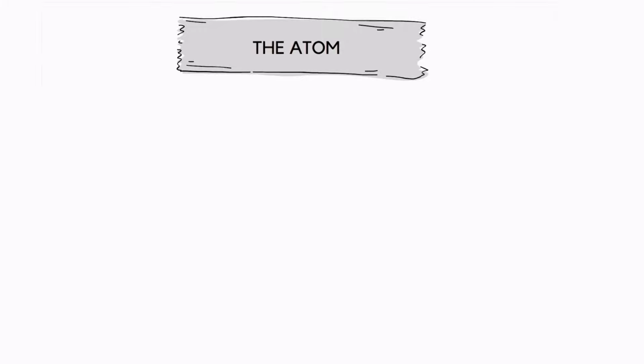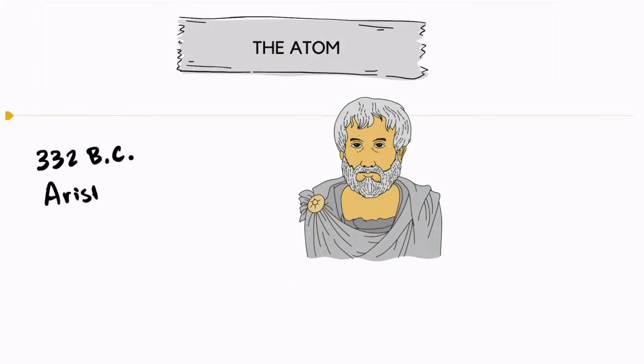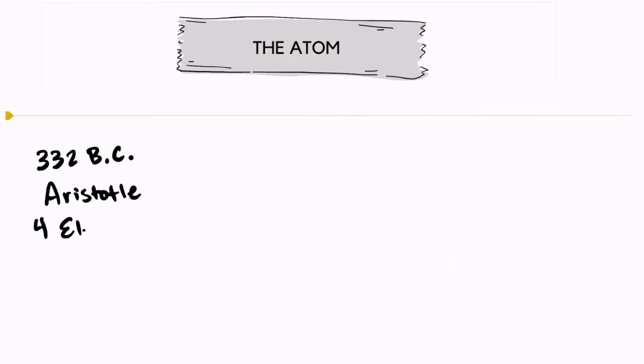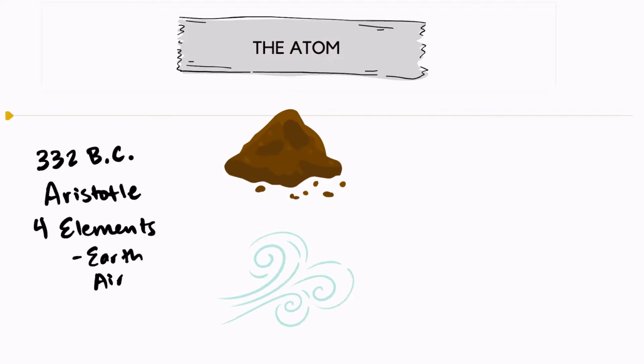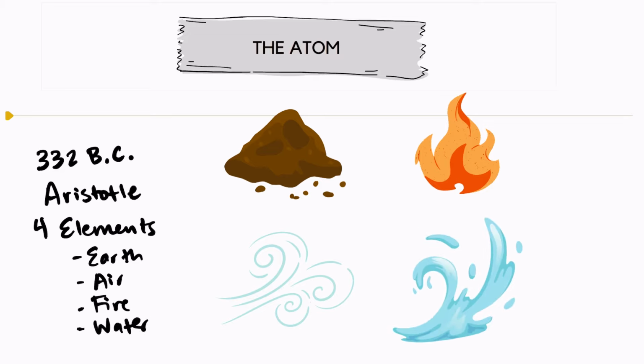So atomic theory actually began a long time ago, back in 332 BC. And it all started with Aristotle. And you've probably heard of him before, but maybe not in science class. Aristotle was a philosopher, and he believed that all matter was made out of four elements. And those four elements are earth, air, fire, and water, which if you've ever watched the show Avatar, that probably sticks out to you. So Aristotle believed that all matter was made of these four elements, and many people believed him.